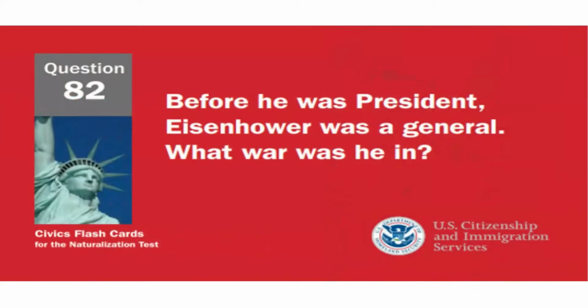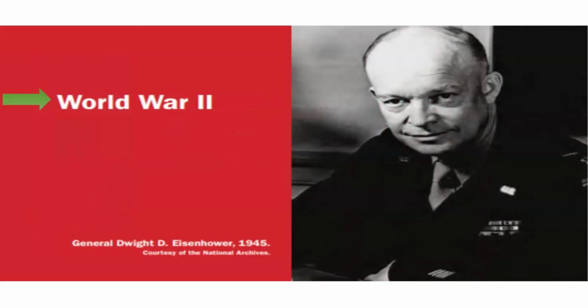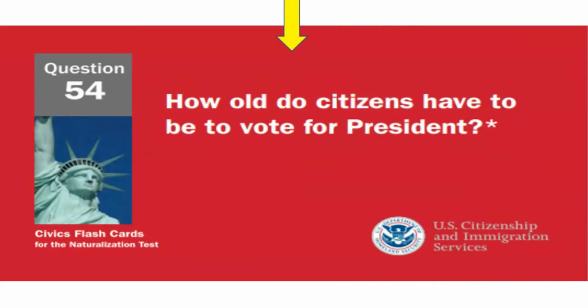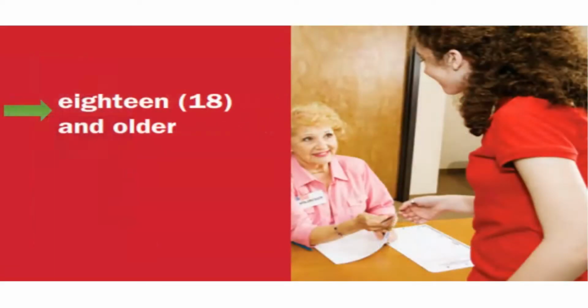Before he was president, Eisenhower was a general. What war was he in? World War II. How old do citizens have to be to vote for president? 18 and older.